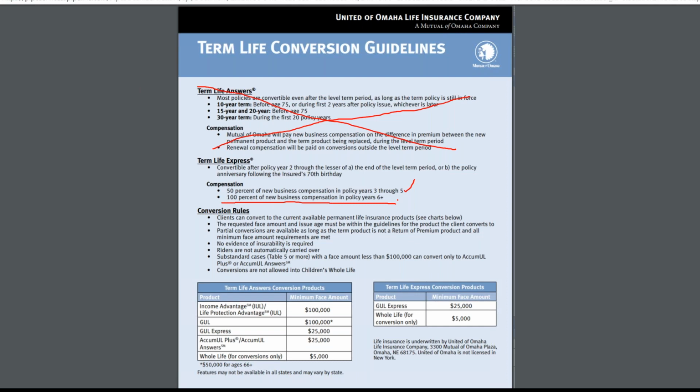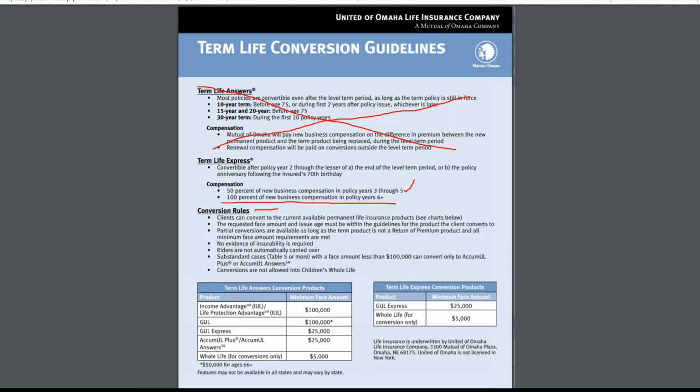What's nice about this, if you've been doing this for a while and you have a book of business of Term Life Express, is it's a great time to do the annual reviews. You can convert this either to a Living Promise, or if they're under the age of 65, you can convert it to a Guaranteed Universal Life Express policy, which is an awesome policy, and you'll get paid another full commission on it as well. And guys, here are just the conversion rules. I'll let you read that on your own.